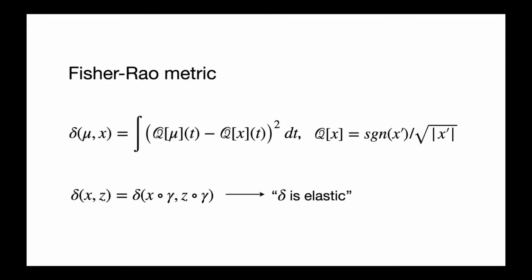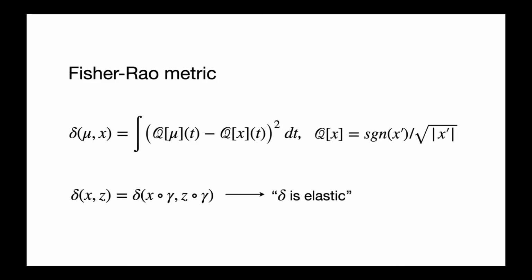This is a nice theoretical property that makes sense when you think about registration. If you warp two functions by the same amount, you're preserving their pointwise correspondence, and so their registration should be the same. Another way to frame this is to say that the Fisher-Rao metric is elastic, and that's where the name elastic registration came from. So that's the dissimilarity measure. Now, the template is a bit more complex and can't be written as a single equation as you would with the sample mean.